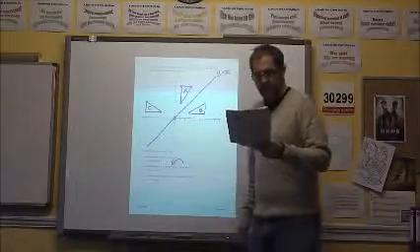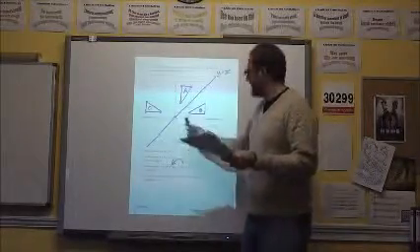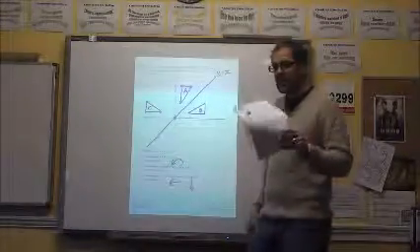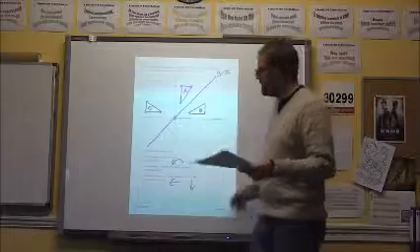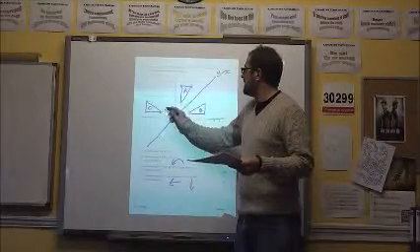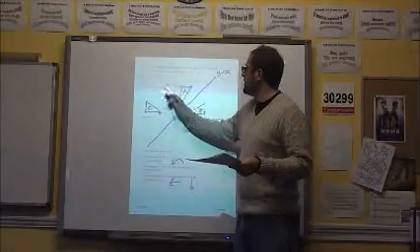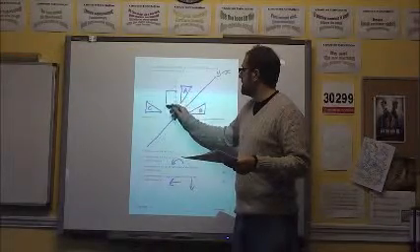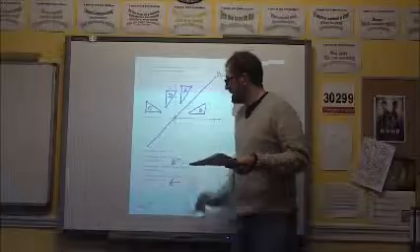And the final part is translation. 3 left, 1 down. Draw those arrows just to remind you which direction you're going in. 1, 2, 3, 1. So this would be your new triangle D.